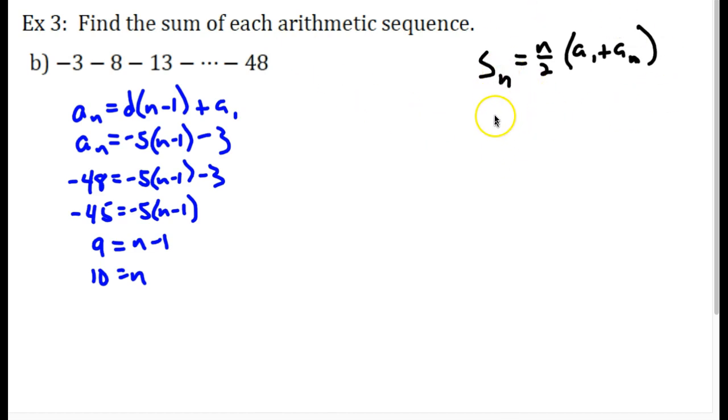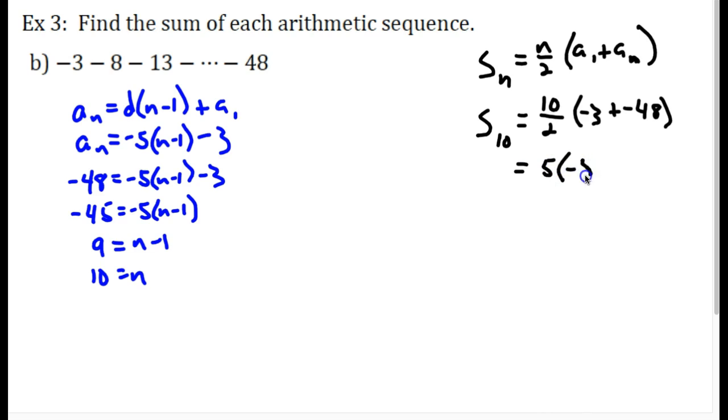So to get the sum of those 10 numbers, I'm going to say s sub 10 equals 10 over 2 times the first term plus the 10th term. All right, so this ends up just being 5 times -51, which would end up being -255.